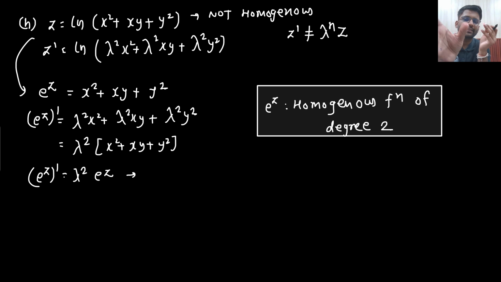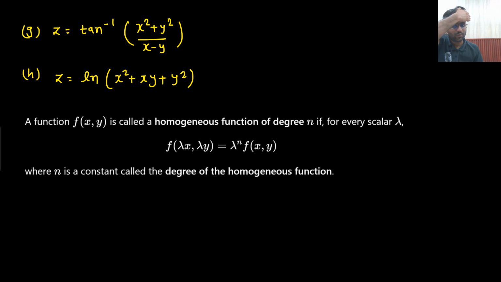Then just make it a separate function. No, so e to the power z is a homogeneous function now. What is a homogeneous function? E to the power z is a homogeneous function of degree 2. Is that clear to you? Everything is absolutely clear to you. So did you understand the basic meaning of homogeneous function?